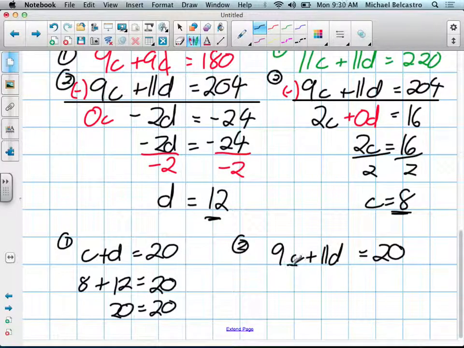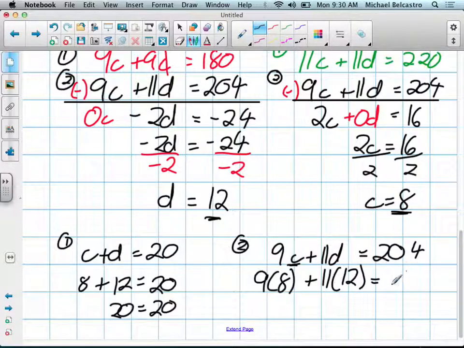Number 2, the equation said 9C plus 11D equals 204. So again, we're going to replace C with the number 8. So 9 times 8 plus 11 times 12. And that should equal 204. So we're going to have to do this math. And okay, what's 9 times 8? Good. And what about 11 times 12? Not 136. 130. Good. 72 plus 132 is equal to 204.